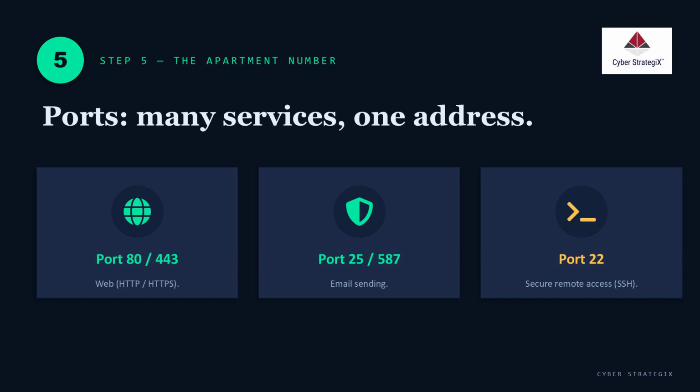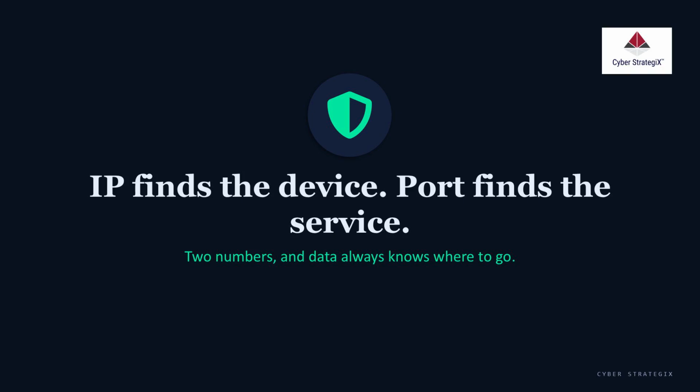We'll go deeper on ports in Module 4, but for now, IP gets you to the device, the port gets you to the right service on it. Let's crystallize the big idea. The IP address finds the right device out of billions. The port finds the right service on that device. Together, those two numbers mean data always knows exactly where to go. That's the addressing system the entire internet runs on.